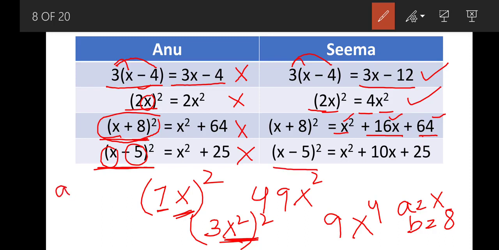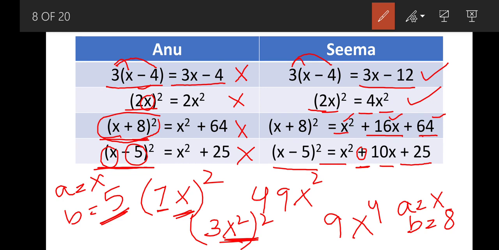What is a? That is x. What is b? That is 5. So it will be a square plus b square, that is 5 square, 25, minus, here it will be minus sign, minus 2ab. So 2 into 5 into x, you will be getting 10x. I hope all the examples are clear to you now.